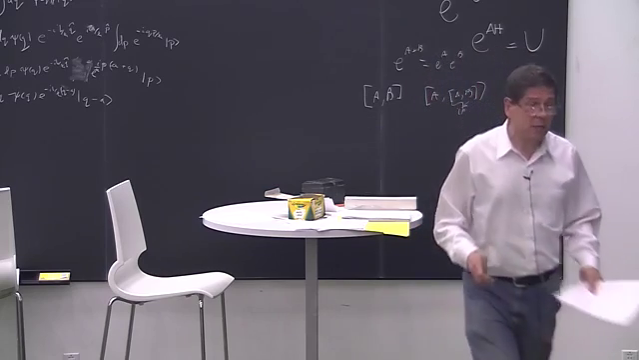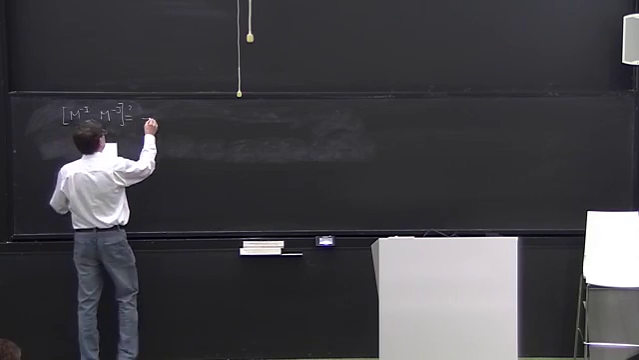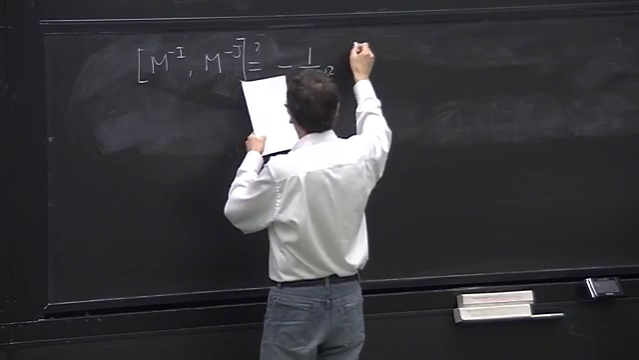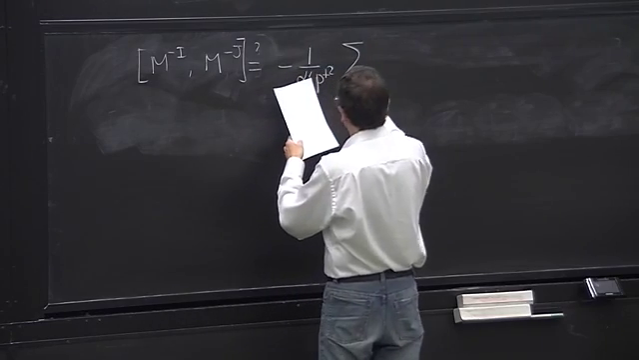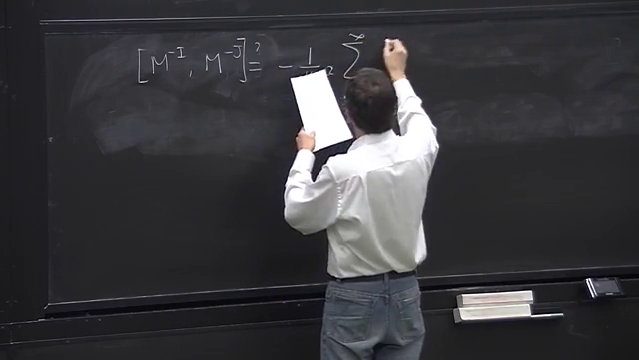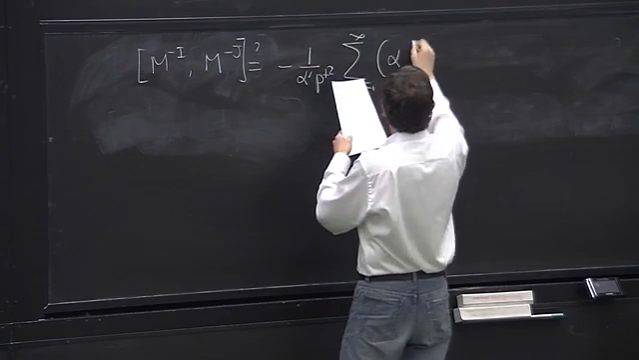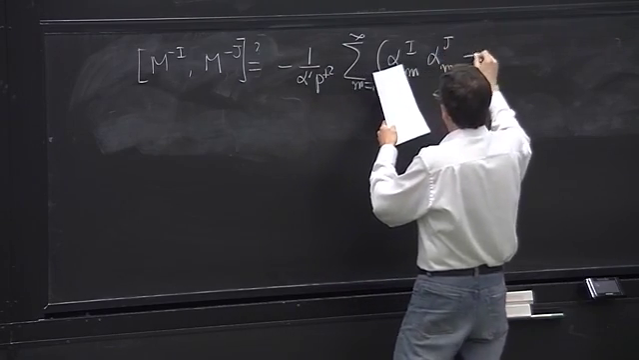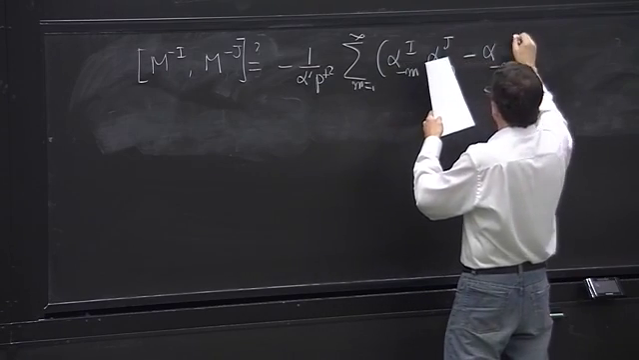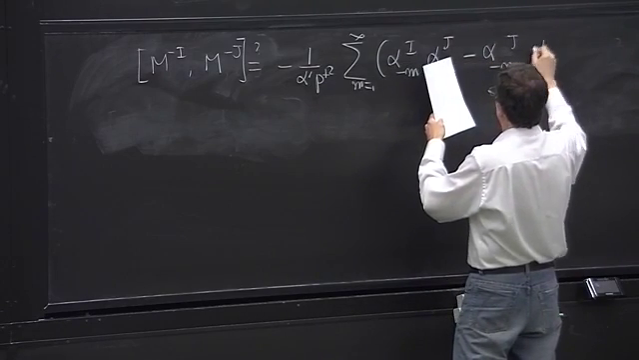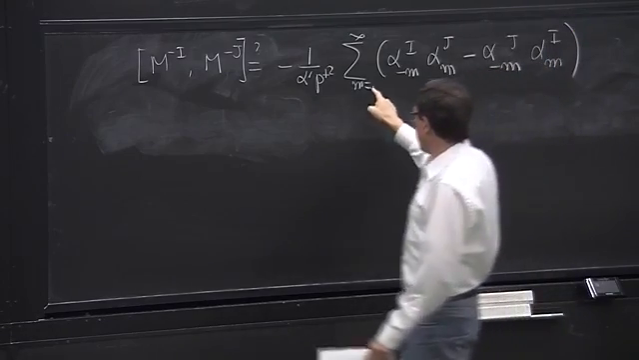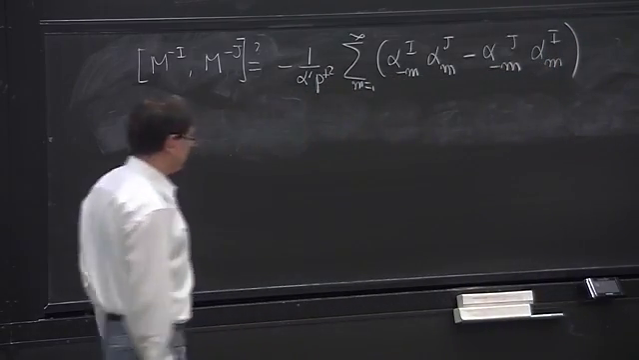And it's a very important calculation because it determines everything that you care about. So what is the answer? The answer is a sum from m equals 1 to infinity of (α^I_{-m} α^J_m − α^J_{-m} α^I_m), times some coefficient. So there's a sum of infinitely many terms that you get.